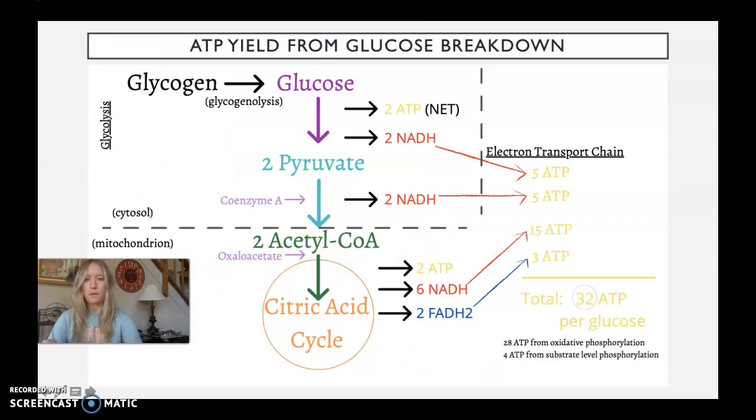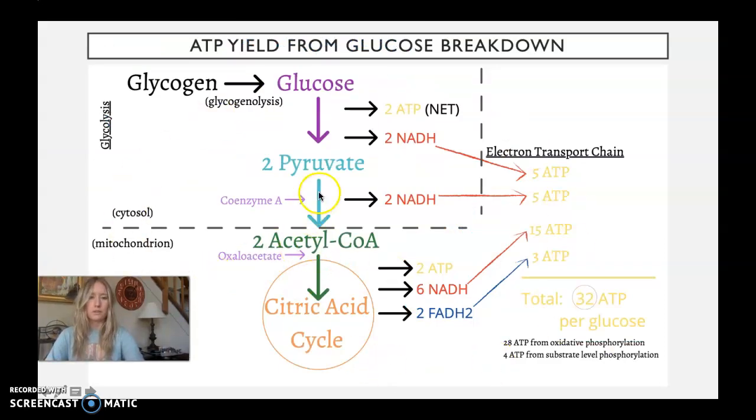And then we have a little simpler diagram. If the glucose is starting as glycogen and stored, it goes through glycogenolysis and is turned into glucose. And then the glucose goes to 2 pyruvate. This glycolysis process creates 2 net ATP because it actually creates 4, but 2 went into the reaction, and so we end up with 2 net. And it also produces 2 NADH in the glycolysis.